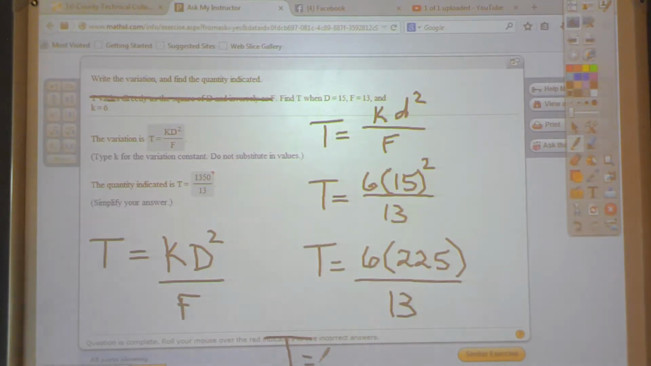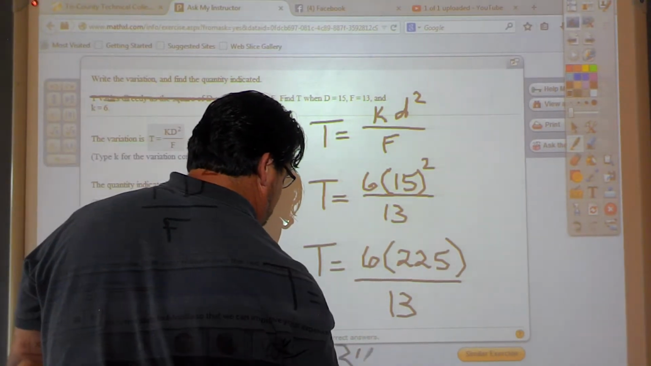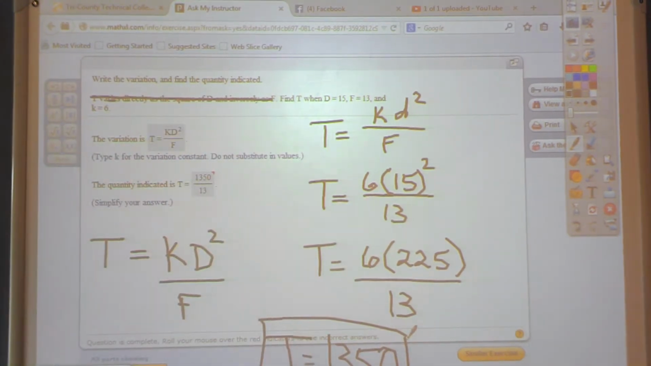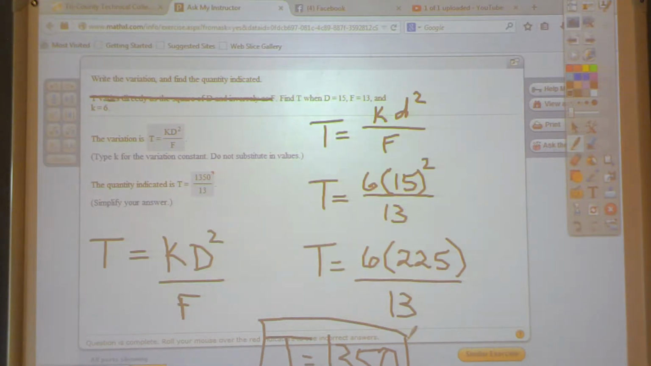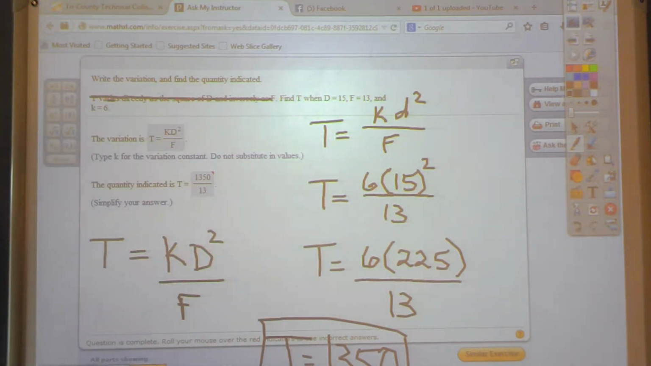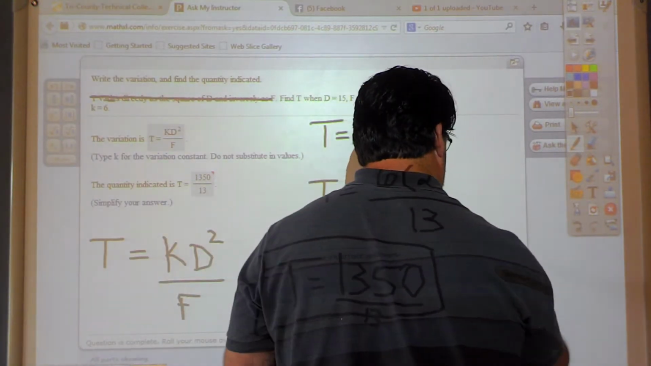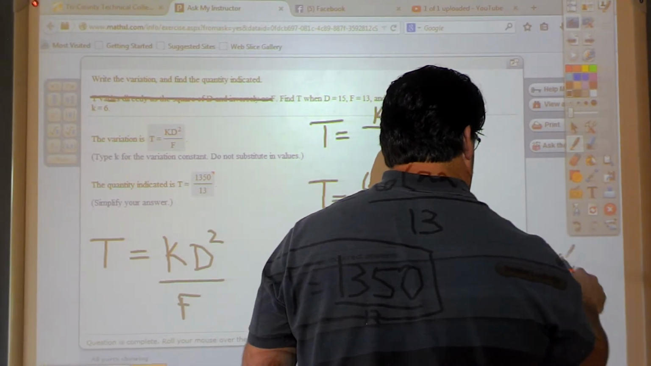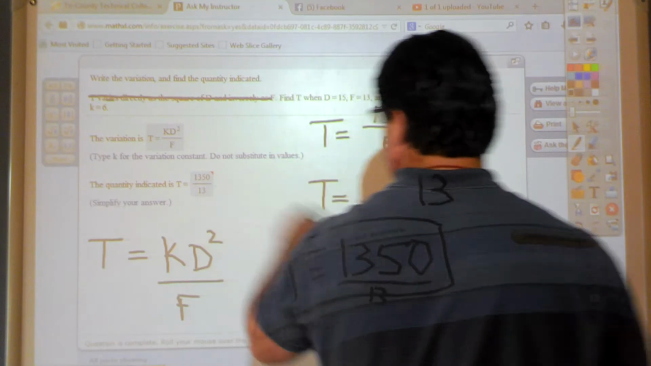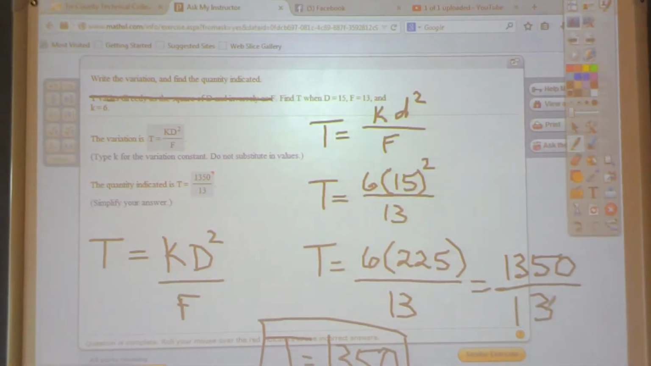Okay, 1350. That's what y'all say, right? So that should be your answer. 1350 over 13. 6 times 225? Yeah, 1350 over 13. So you just don't simplify it? Let me see what they say. I thought it was k times d squared.